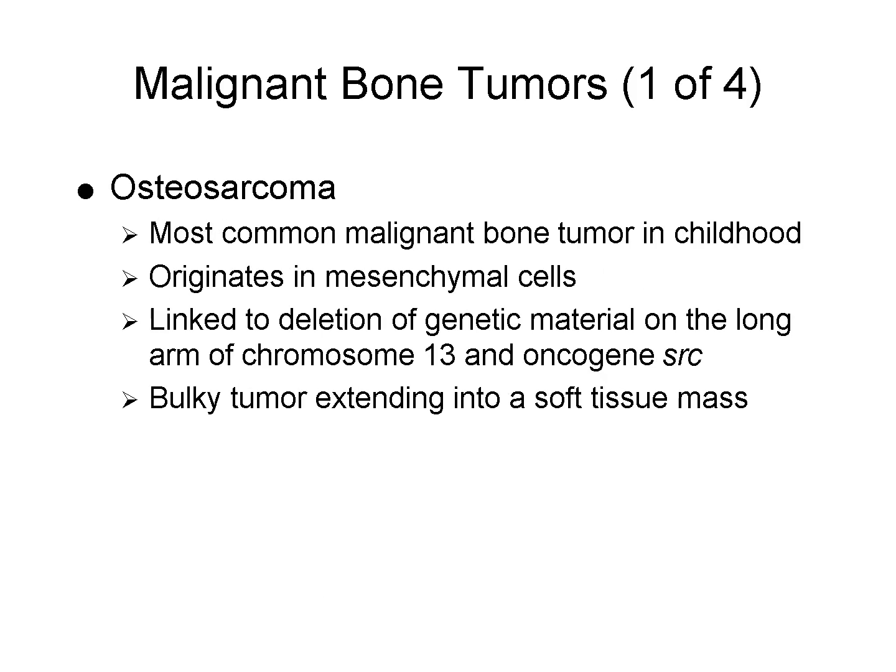Osteosarcoma is the most common malignant bone tumor in childhood, typically developing during growth spurts. It originates from mesenchymal cells and often involves the metaphysis of long bones, especially around the knee. Genetic mutations on chromosome 13 and the SRC oncogene are associated. The tumor often presents as a large, painful mass.